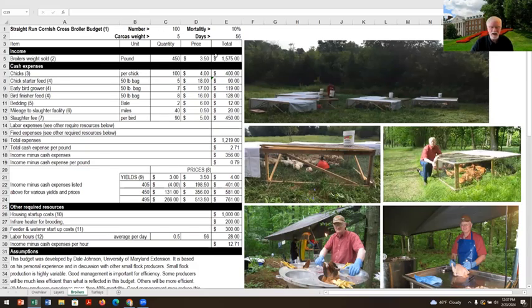All right. So we go down here, and the income with my mortality of 10%, 100 birds times 5 pounds average carcass rate, minus 10%, 450 pounds of meat that I'm going to be selling in those 90 birds that are going to make it to slaughter. 90 birds to make it to slaughter, 450 pounds.